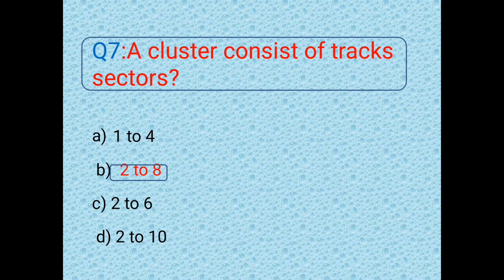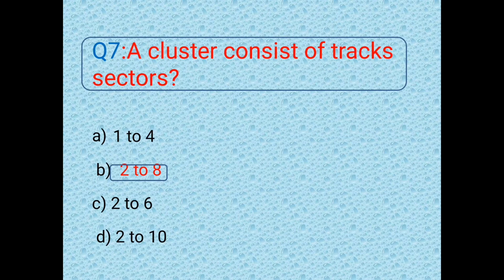Question number 7. A cluster consists of track sectors. So a cluster consists of how many sectors? A, 1 to 4, B, 2 to 8, C, 2 to 6, and D, 2 to 10. So what is a cluster? The correct option is B, 2 to 8.